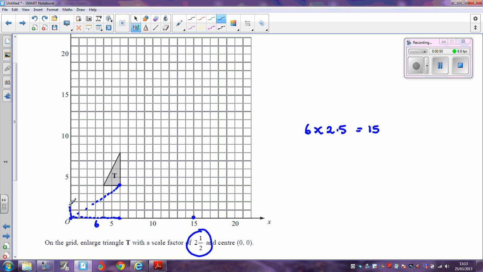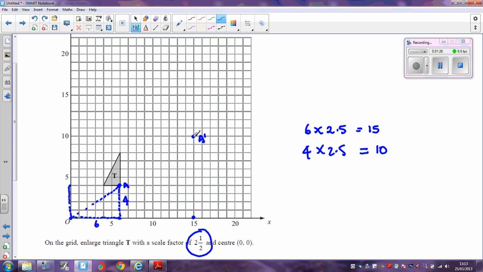If I now go in an upward direction, I know that it's 4 units up. So here we have our 4 units. Instead of being 4 units up above the 15, I'm going to do 4 multiplied by 2.5, and 4 times 2.5 is 10. So this corner here, let's call it corner A, instead of going 6 units to the right and 4 up, is going to be 15 units to the right and 10 up. So corner A is now there. I'm going to call it A dash.